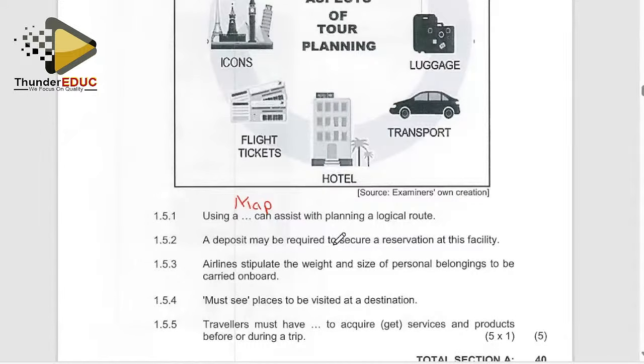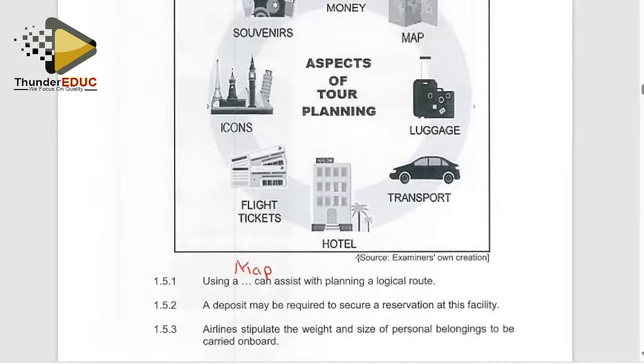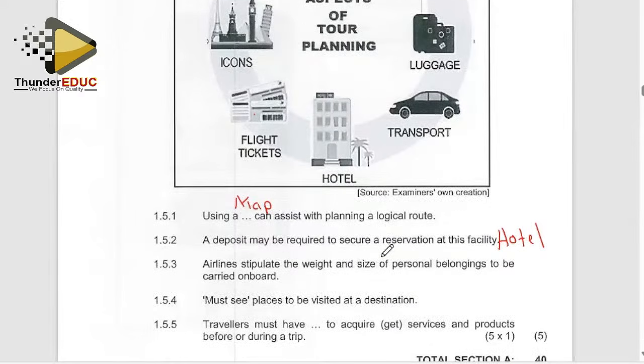A deposit may be required to secure a reservation at this facility. When you are booking a hotel or making a reservation at a hotel, you need to pay a certain fraction or a certain amount of money so that you can secure that reservation. So we are going with a hotel. Some of you might ask, why am I leaving out flight tickets? For flight tickets, they require the full amount. They do not require the deposit. They require the full amount when you are booking a flight. But with hotels, they accept a fraction or a percentage of the total amount to secure a reservation.